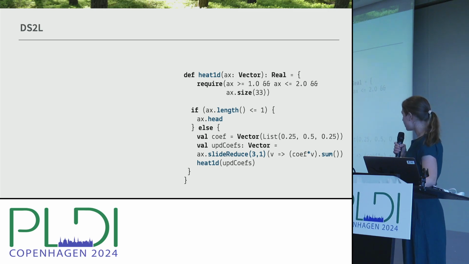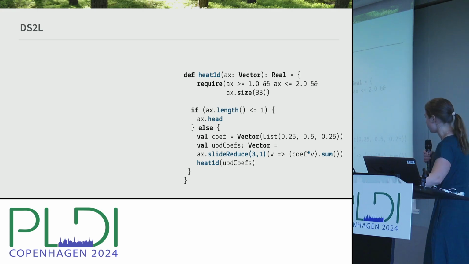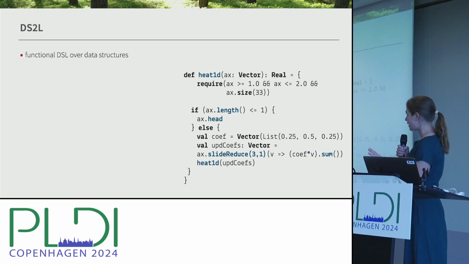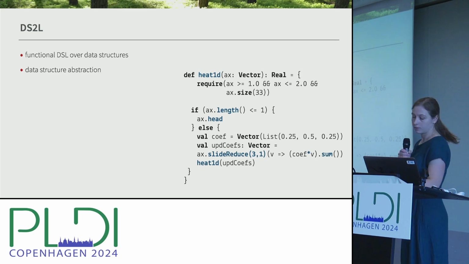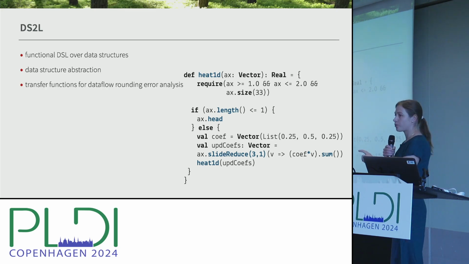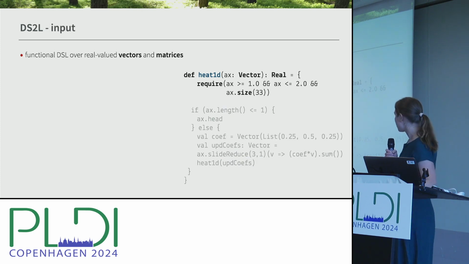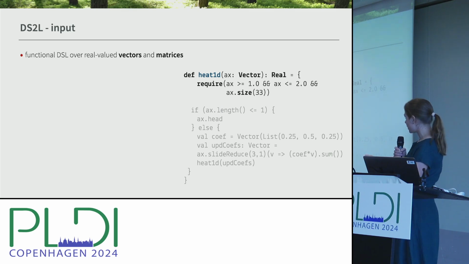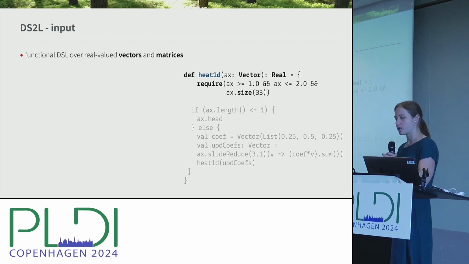All right, so the whole approach is implemented within Daisy, but it's called DS2L, so that's also the branch where you will find the implementation. It basically consists of this functional DSL over data structures, an abstraction of these data structures, and then a transfer function so that we can use, this time, the data flow rounding error analysis. Let me just give you a very quick overview. The functional DSL that we propose, the point is really just to demonstrate that the information we get from this DSL is useful.